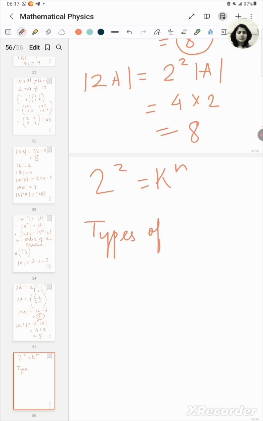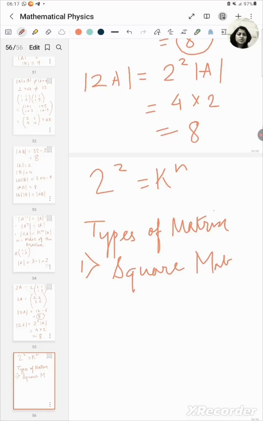So, types of matrix. The first type of matrix being square matrix. So what is a square matrix? A matrix whose number of rows is equal to the number of columns. A, B, C, D. This is a square matrix because here the number of rows is 2 and the number of columns is also 2. So it is a 2 cross 2 square matrix.